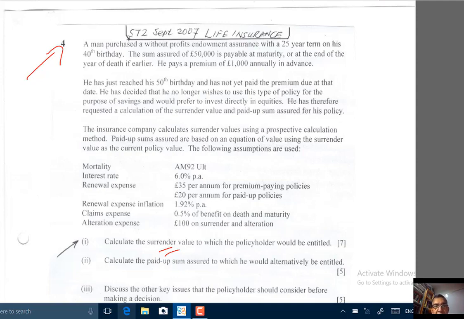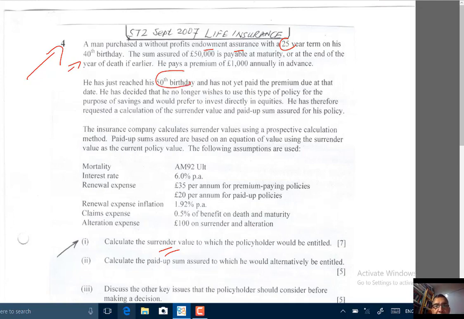A man purchased a without profits endowment assurance with a 25-year term on his 40th birthday. The sum assured of £50,000 is payable at maturity or at the end of the year of death if earlier. He pays a premium of £1,000 annually in advance. He has just reached his 50th birthday and has not yet paid the premium due at that date.